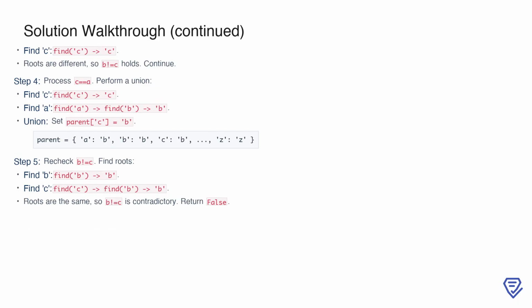Finally, we process the equation C equals A. To unify C and A, we first find their roots. The root of C is C, and the root of A is determined through its parent chain: A points to B, so the root of A is B. We then perform a union operation by setting the parent of C to B, effectively adding C to the same set as A and B. After this union, we recheck the earlier inequality B not equals C. Finding the root of B gives B, and finding the root of C now also leads to B, indicating that B and C are in the same set. This violates the inequality B not equals C, making the equations contradictory. Thus, we return false for this example.